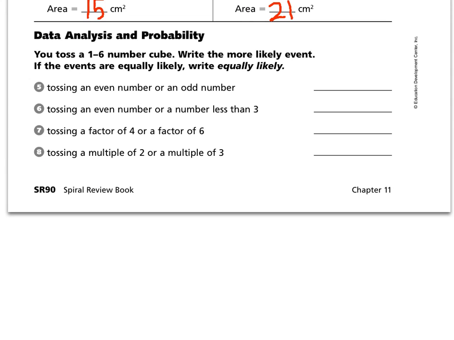Data analysis and probability. You toss a 1 through 6 number cube, so just like a dice. Write the more likely event. If the events are equally likely, write equally likely. Tossing an even number versus an odd number. Well, I know even numbers would be 2, 4, 6, and odd numbers would be 1, 3, and 5, so they're going to be equally likely.